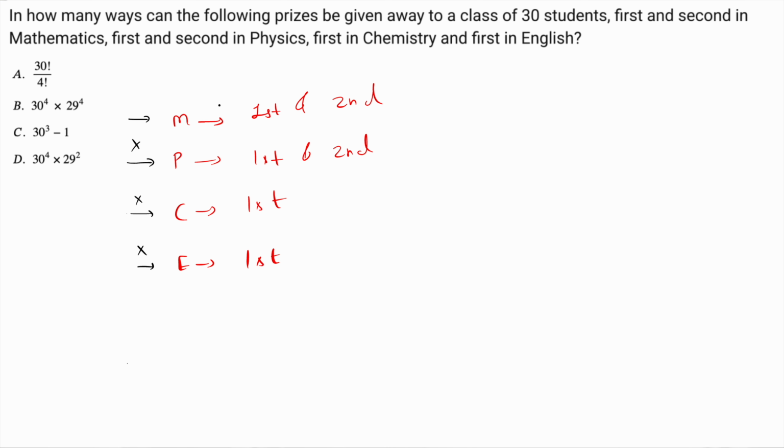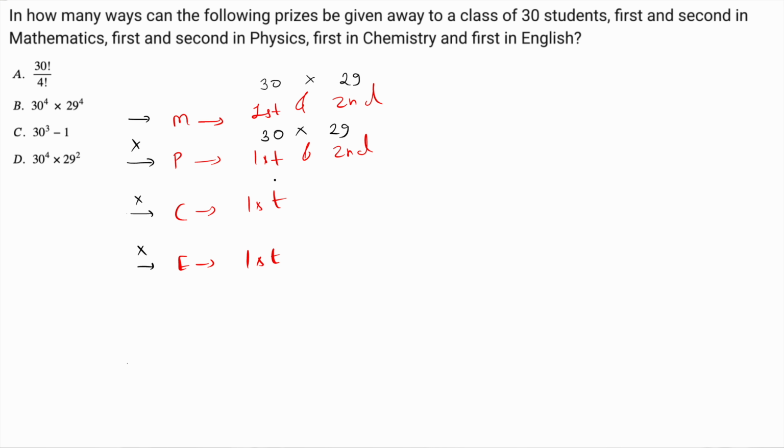Okay, so let's start. The number of ways of assigning the first and the second prizes in mathematics will be: first prize can be assigned to any of these 30 students, and the second prize can't be given to that same person. So second prize will have 29 options available. The total number of ways to give away the first and second prizes is 30 into 29 for maths. Something similar happens for physics also. First prize can be given to any of these 30 people, while second prize can't be given to the same person. So 29 options for the second prize. The total number of ways of giving away first and second prize in physics would be 30 into 29.